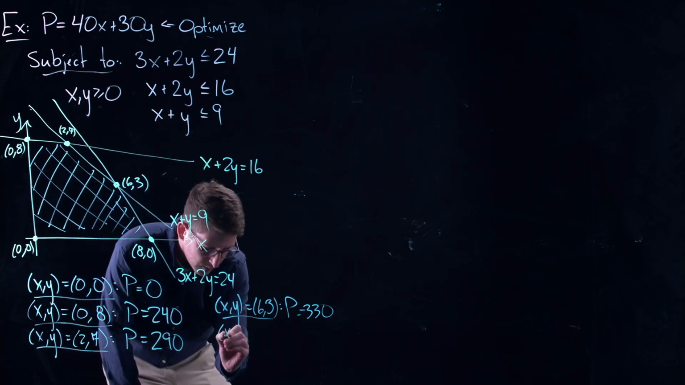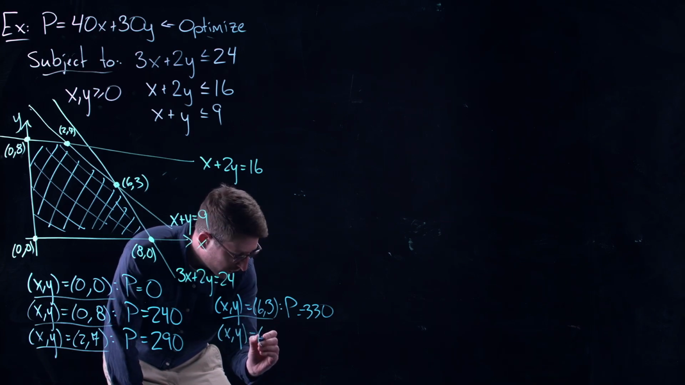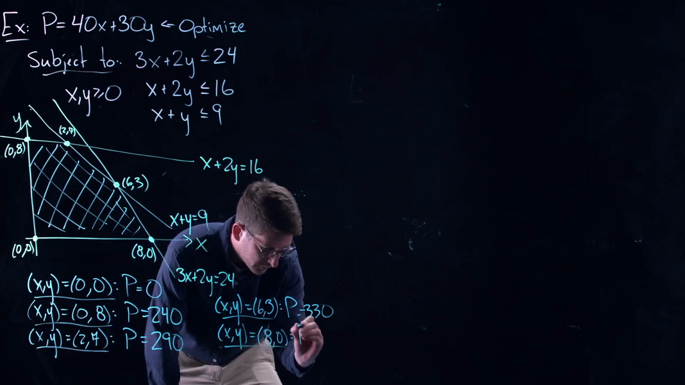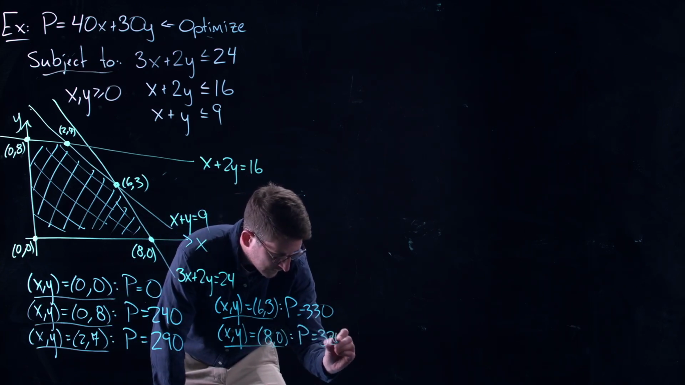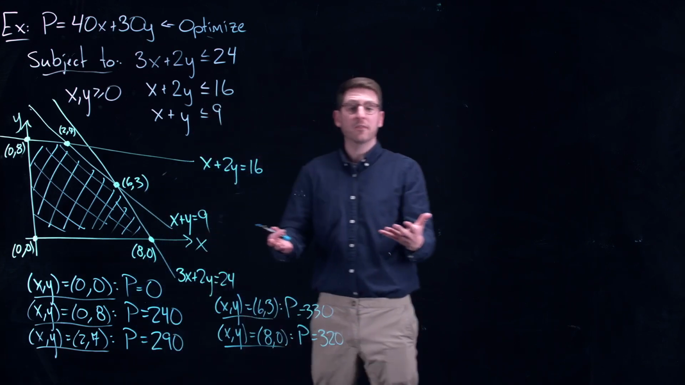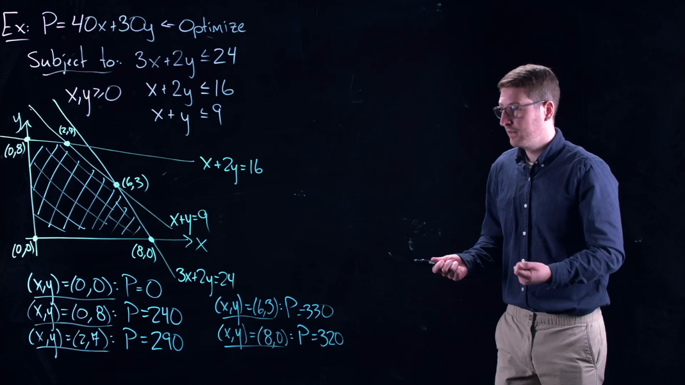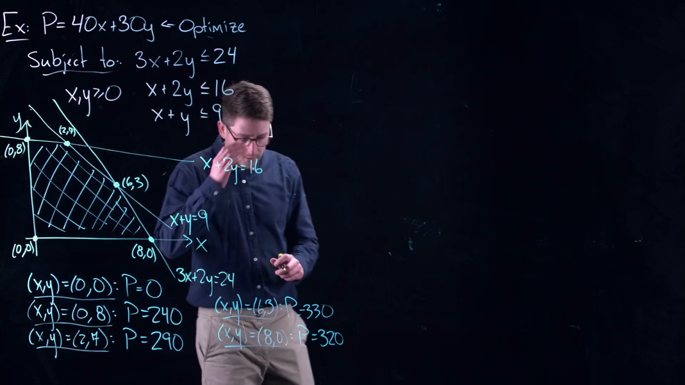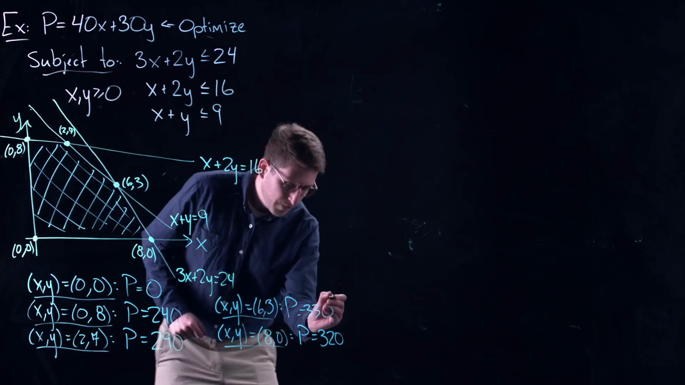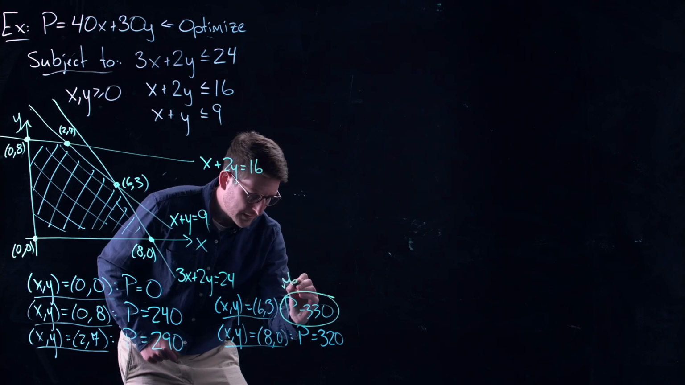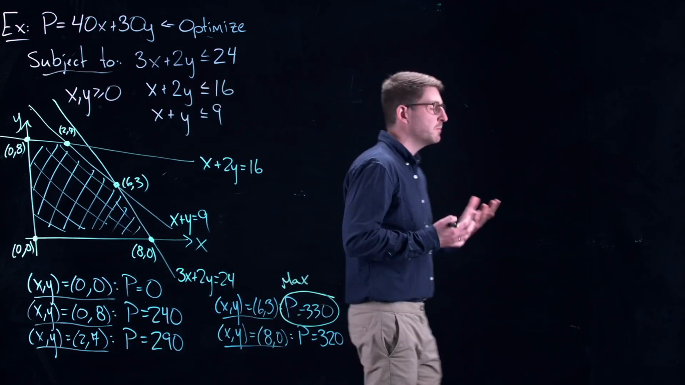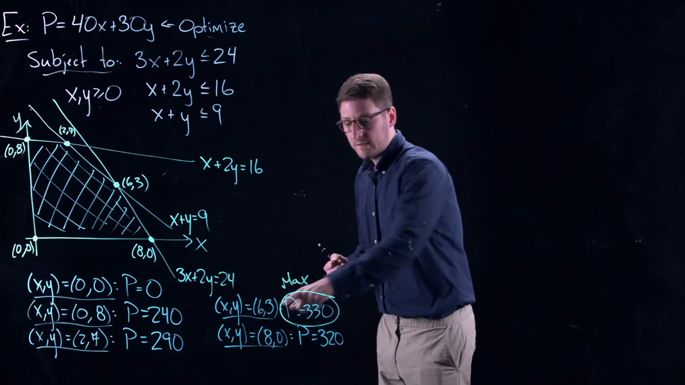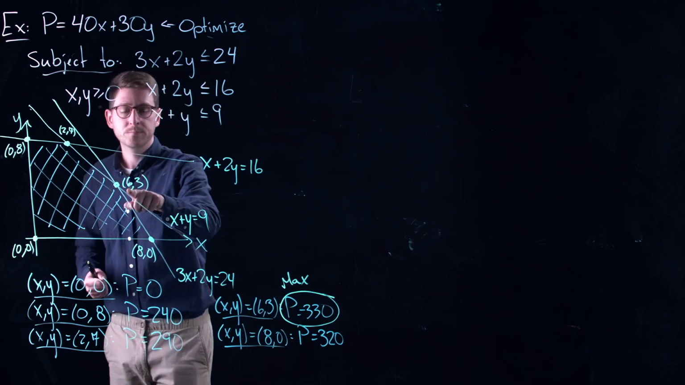And then, at the final point, 8, 0, I've got 320. So now, I've got a table of values, right? Nothing fancy anymore. All I need to do is just check which one gives, say, the maximum and which one gives the minimum. Well, right here is the maximum. So if you asked me to find the maximum of that function over that feasible region, it is going to be 330. And it's at the corner point, 6, 3.